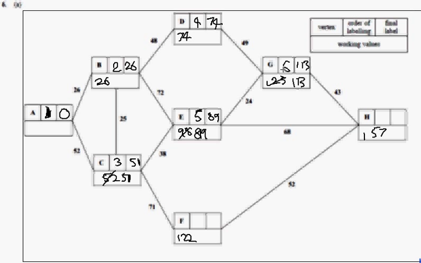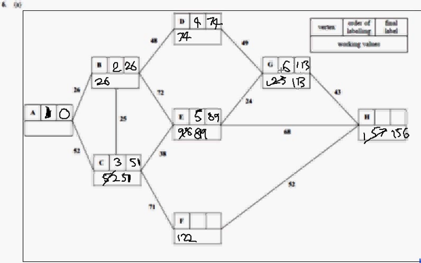Okay, cool. So now we're at G. Let's have a look to where we can get to. There's only one place, and that's H. So 113, final value here, plus 43, which is that value, is 156. Oh, that's an improvement. Great. So write that in. Then scan the whole network. Don't forget to scan the whole network.